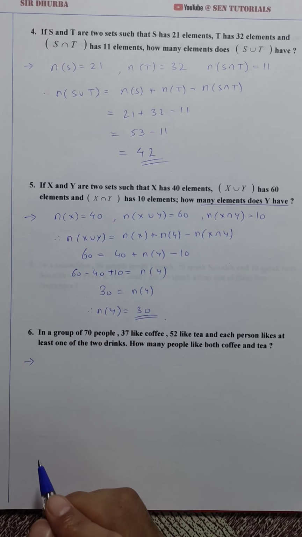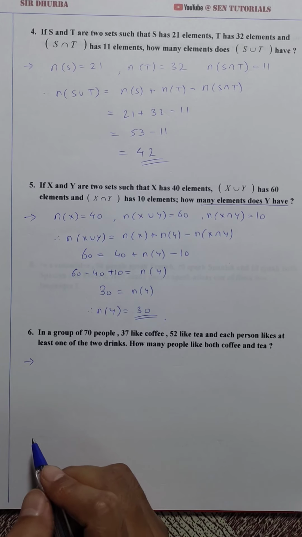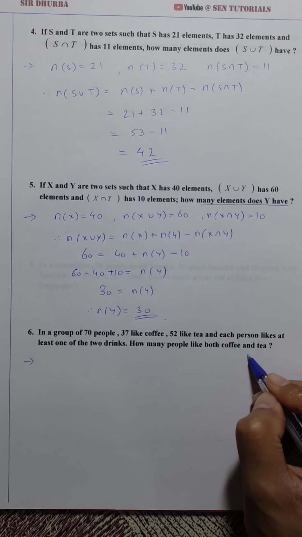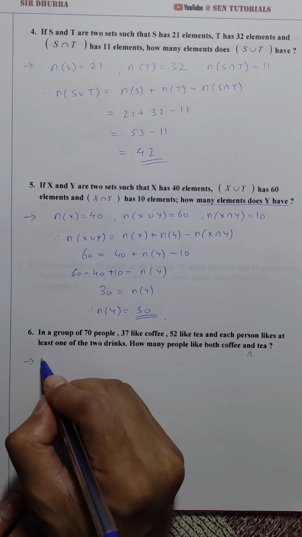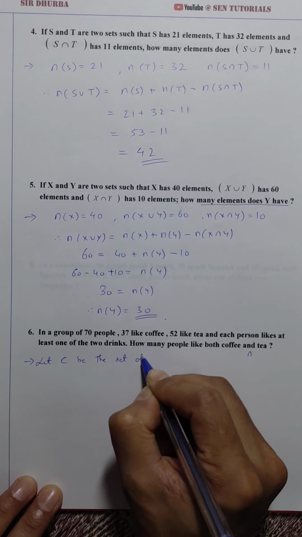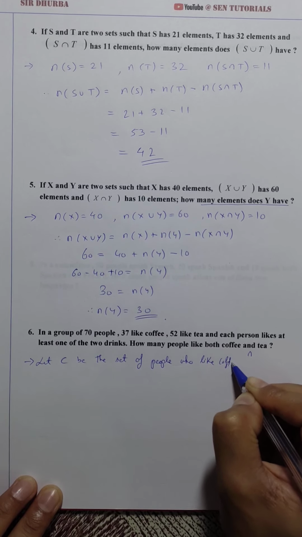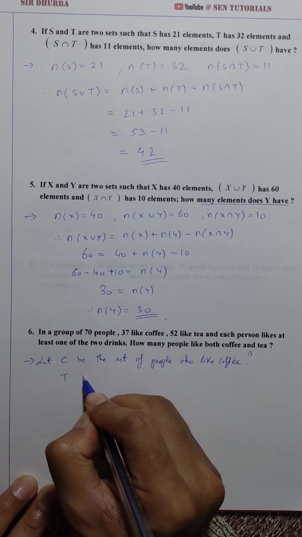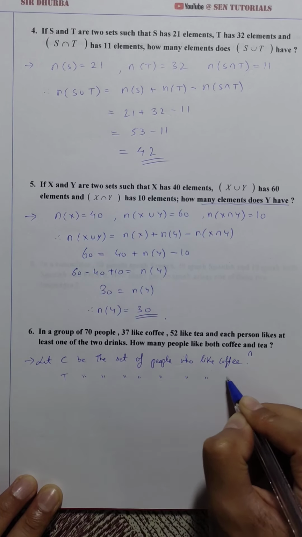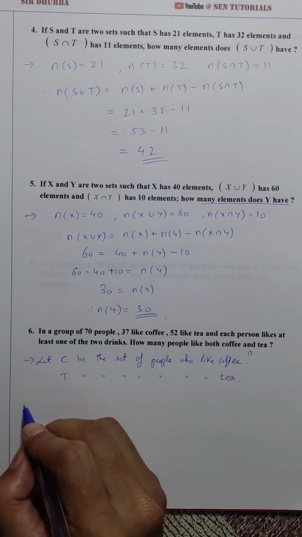Number 6. In a group of 70 people, 37 people like coffee, 52 like tea. Each person likes at least one of the two drinks. How many people like both coffee and tea? Let's denote the sets. Let C be the set of people who like coffee, and T be the set of people who like tea. I prefer tea, not coffee. Anyway, who cares what I like, right?